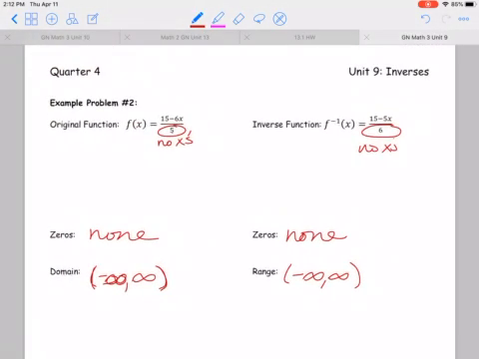And again, if we were looking for the domain and range of the inverse, D and R just switch. So pretty easy to find those.